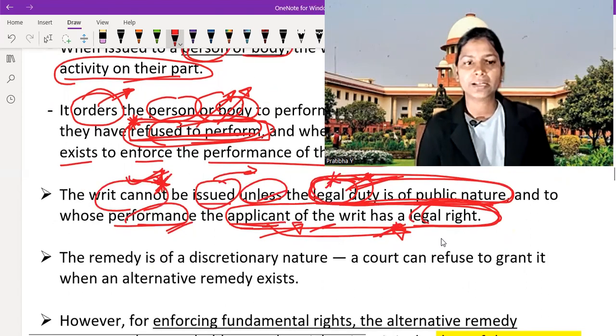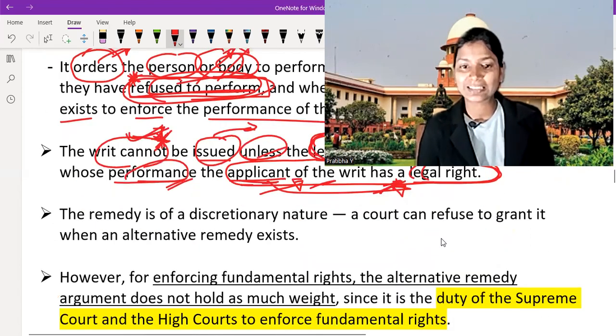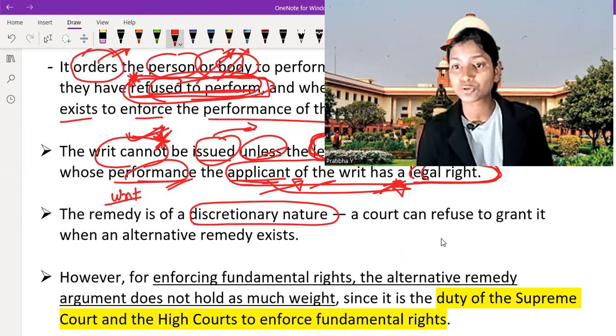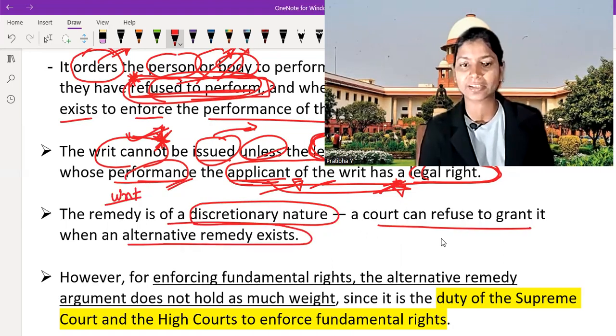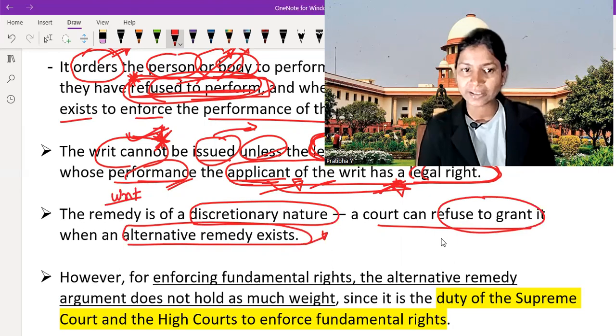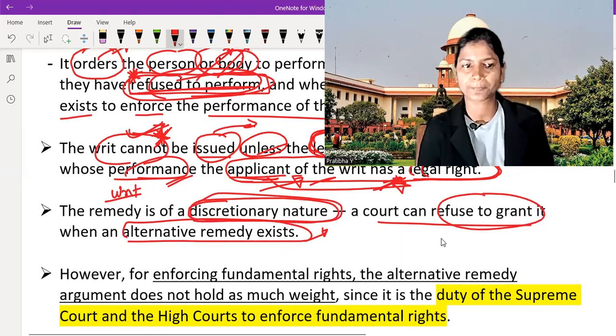Next one is that the remedy is of a discretionary nature. The mandamus writ is of a discretionary nature. A court can refuse to grant it when an alternative remedy exists. If an alternative remedy exists to perform that duty, then the court can refuse to grant it. So it basically depends on the discretion of the judges or courts.